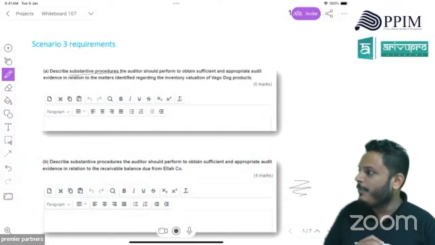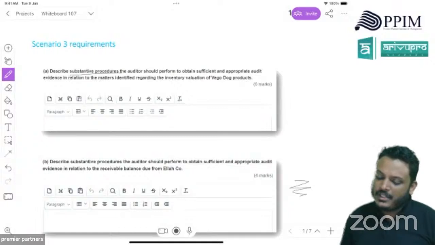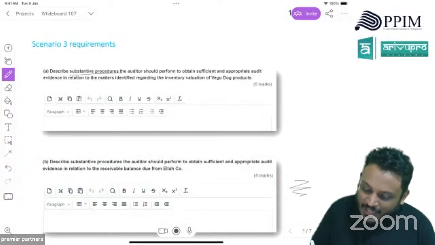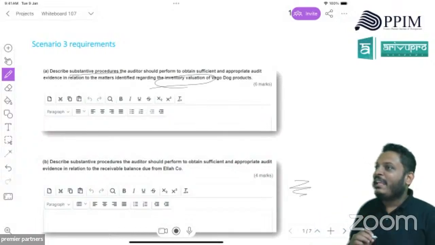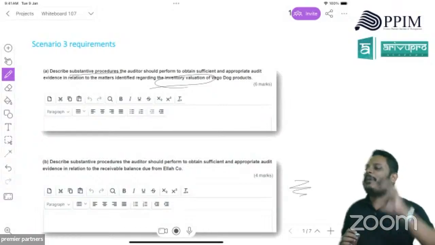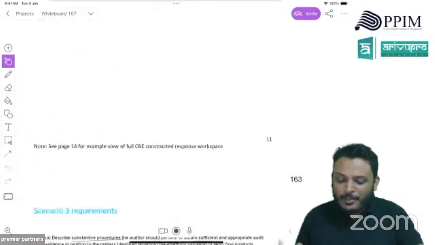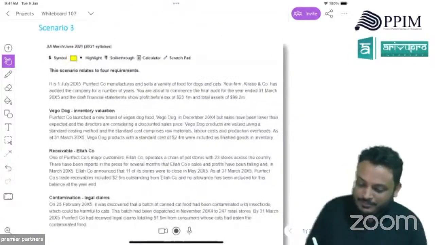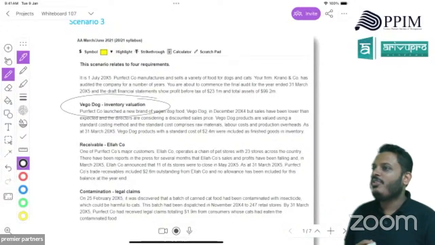Substantive procedures. Verb, important. Substantive procedures are what the auditor should perform to obtain sufficient appropriate evidence related to the matters identified regarding inventory valuation. Inventory valuation is not a procedure of inventory. It is the inventory valuation of a particular company. Then you should read that problem first.